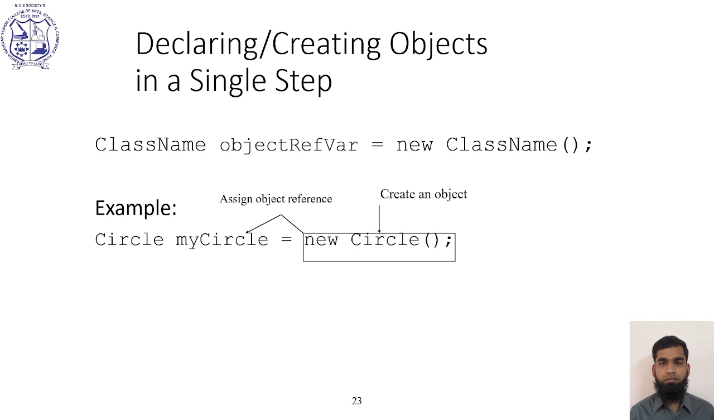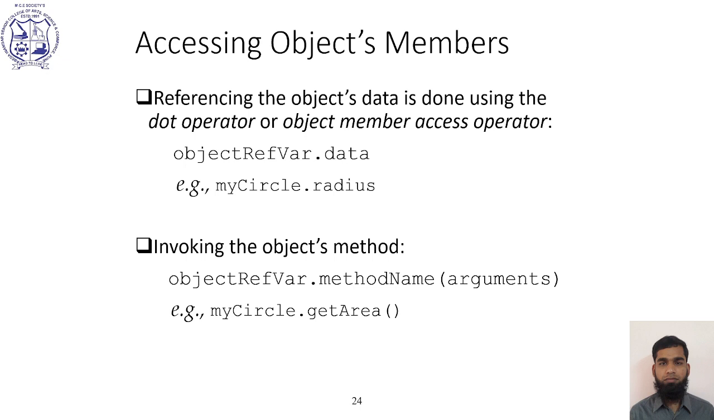Declaring and creating an object is simple. Step: name of the class, assign the object reference, and then the new keyword, and after the new keyword the class name and parentheses. Whenever we write the class name with parentheses, it means that we are calling the constructor. Accessing an object's members: referring to the object's data is done using the dot operator, or object member access operator.